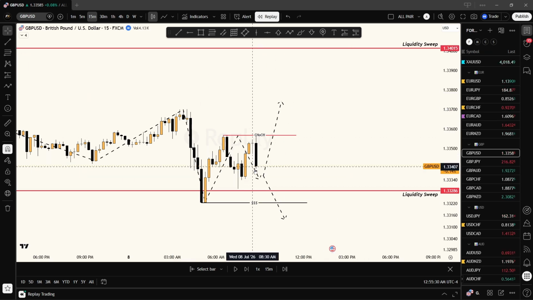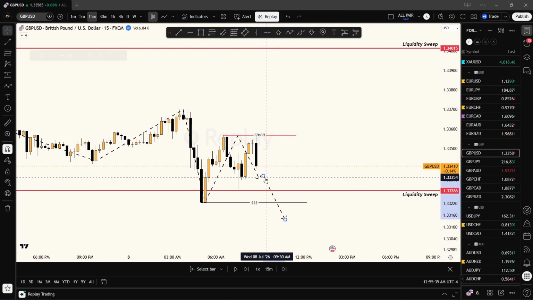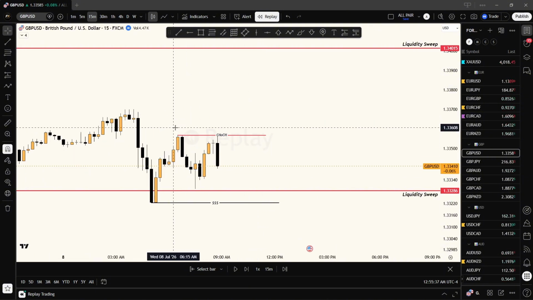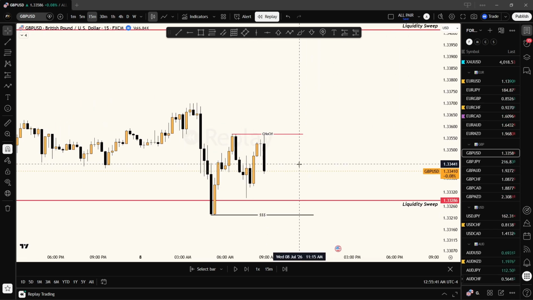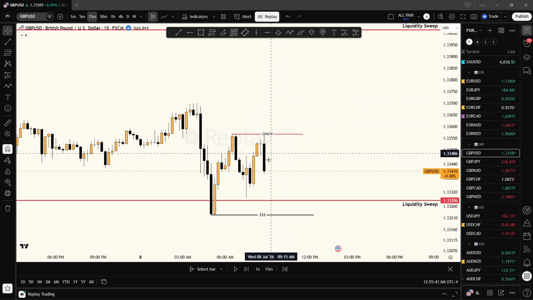The best way to learn smart money concepts is by observing how price behaves after liquidity is taken, not by memorizing patterns. Alright, let's turn on replay mode and see what price actually does. Will it confirm the bullish idea, or will it invalidate our setup? Let's watch.